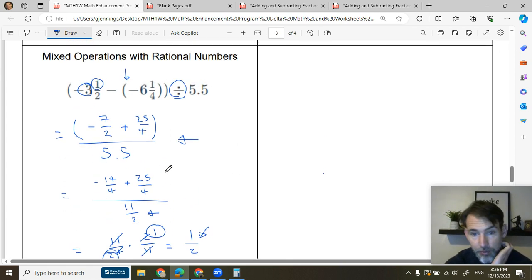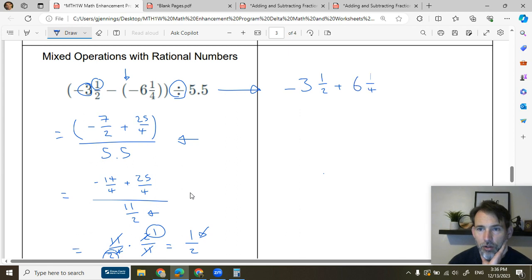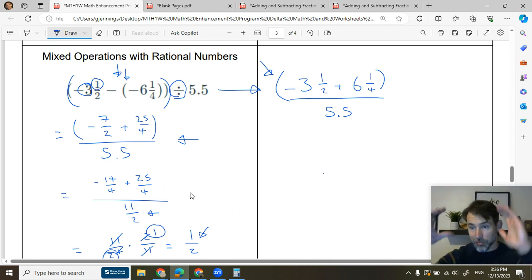Now, how would you do this on your calculator? Very carefully. Okay, very carefully. This is what I would do. I would copy the question. -3 1/2 plus 6 1/4 divided by 5.5. I remember that I have to do this first because it's in brackets here. See the brackets? So I have to do what's in there first. But here, because I put it in a fraction, it just lives upstairs. So it has invisible brackets anyway. And then I do it, okay?